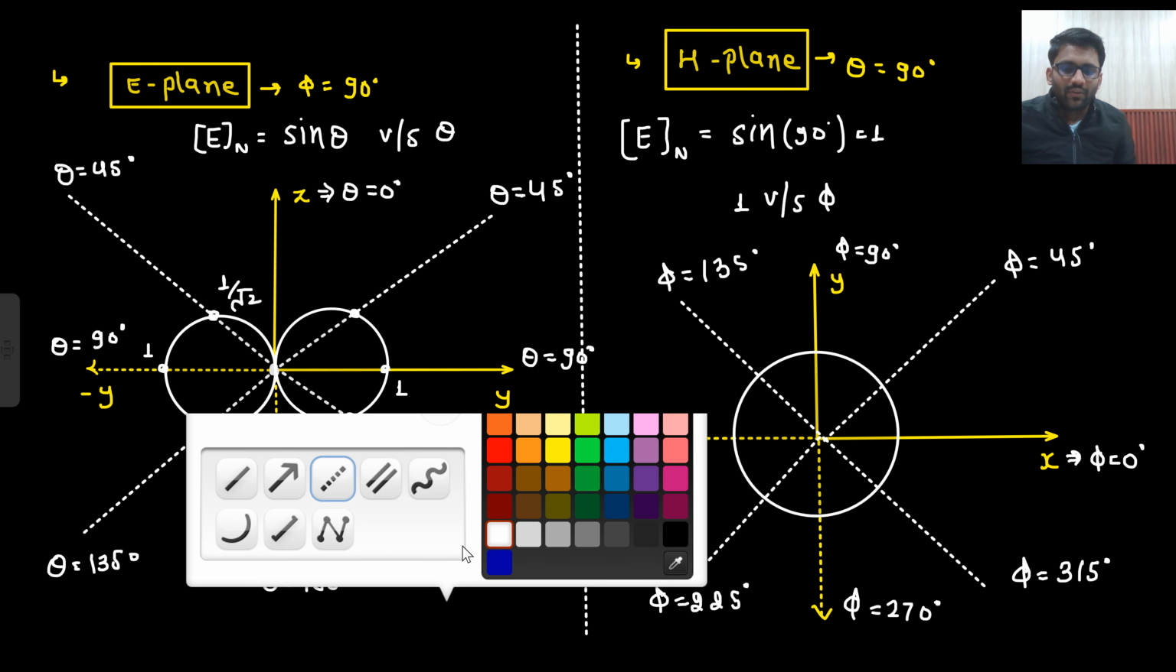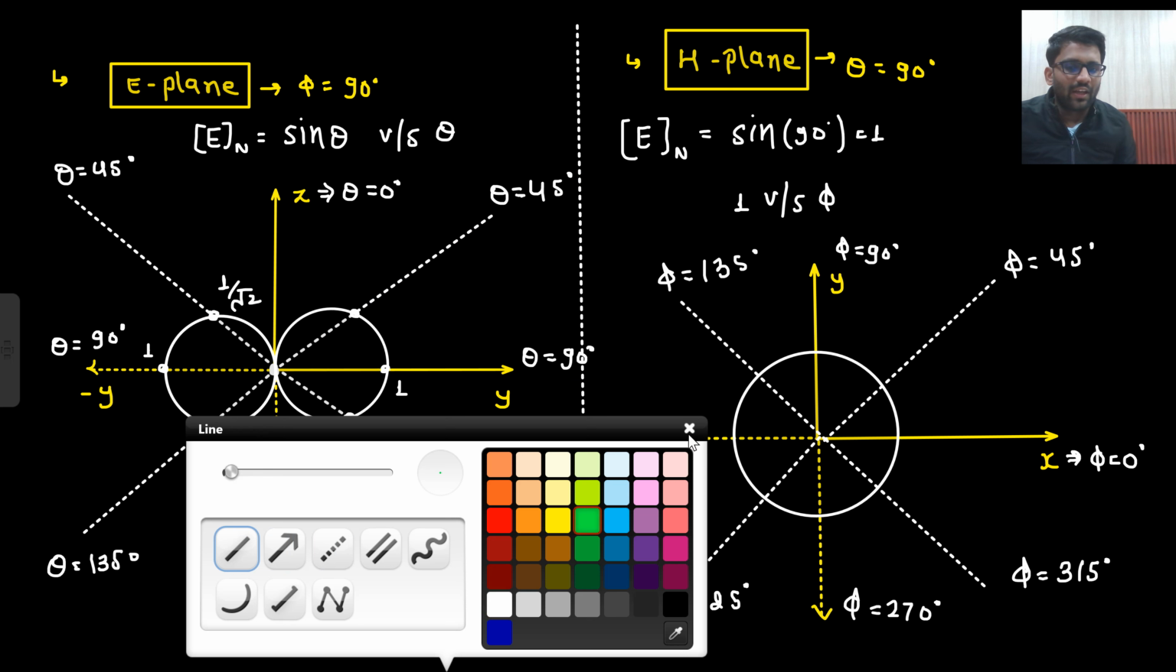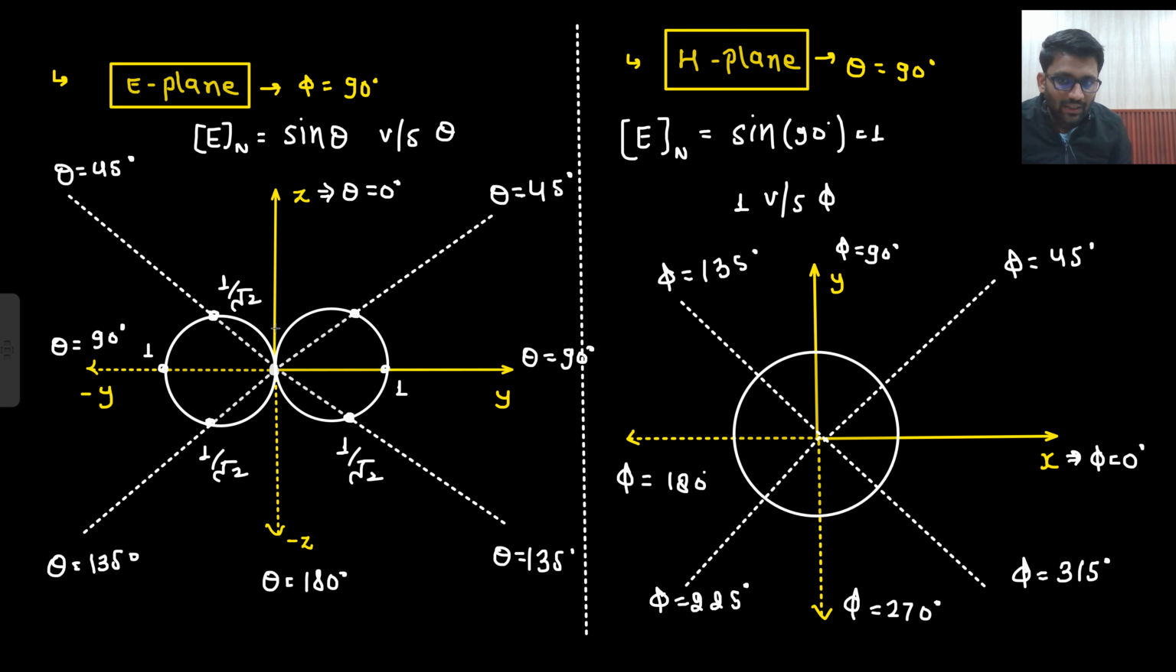And yeah, one more thing. Where was your antenna placed? Your antenna was placed along z direction. And here where will be your antenna? X cross y is z, that means coming towards you. So here x cross y is z and antenna is placed along z axis. So here my antenna is placed. This is my antenna.